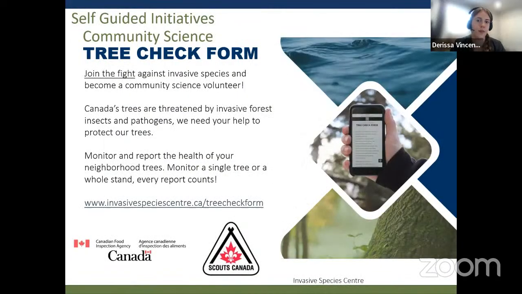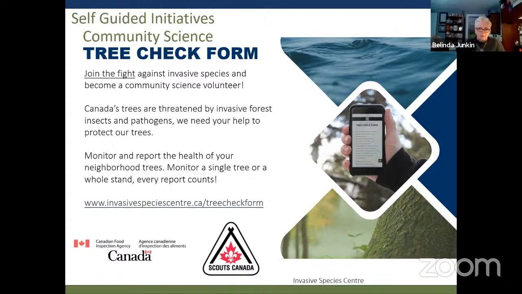Another way we encourage community members to take action is through our community science tree check form, created in partnership with the Canadian Food Inspection Agency. This form allows community members to assess and report the health of their backyard and neighborhood trees and look for signs and symptoms of the presence of invasive pests without having any background knowledge of forestry or invasive species. We even teamed up with Scouts Canada to help pilot the project, where they implemented the form into their summer programming. And it was really great to see all of the reports come in from scouters across Canada.